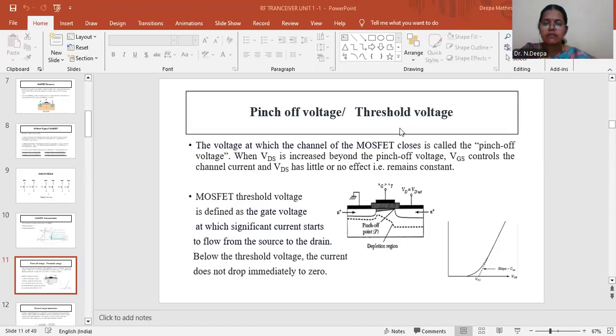The important terms available with the characteristics are pinch off voltage and threshold voltage. Pinch off voltage is the voltage at which the channel of the MOSFET closes. And the threshold voltage is defined as the gate voltage at which significant current starts to flow from source to drain.